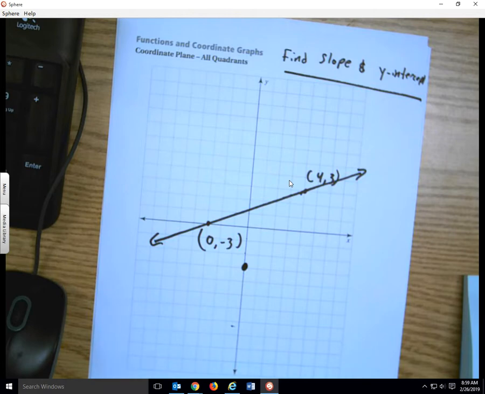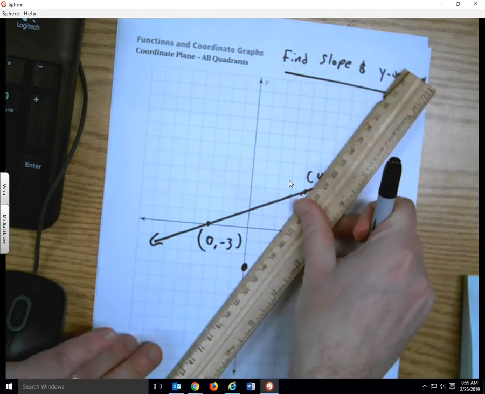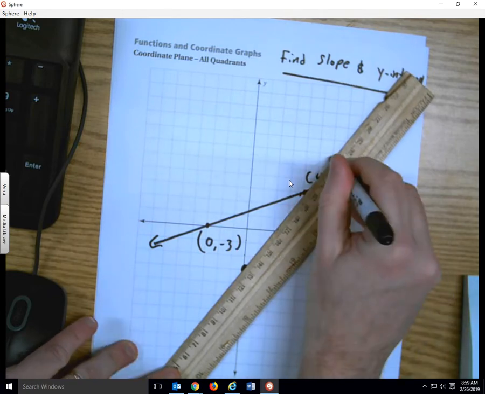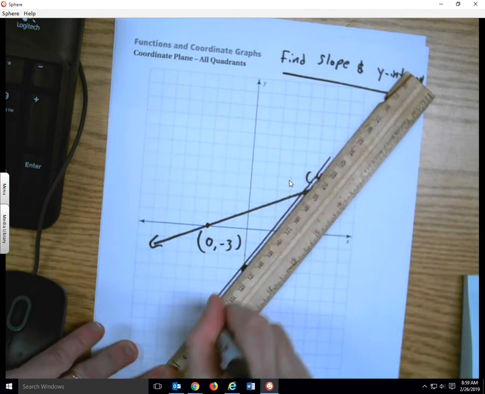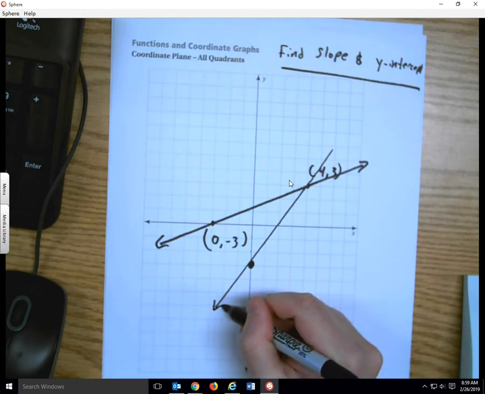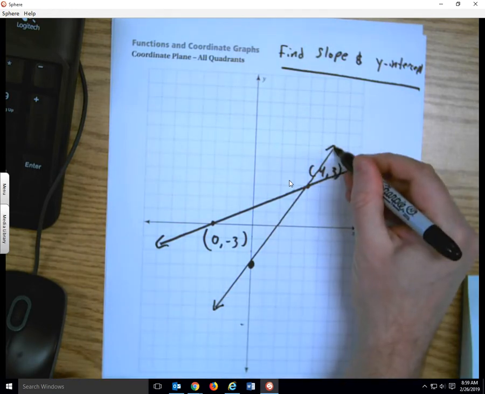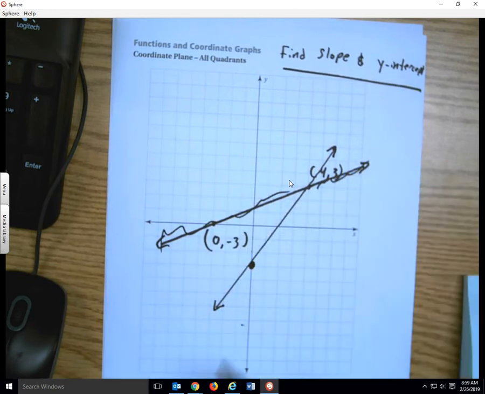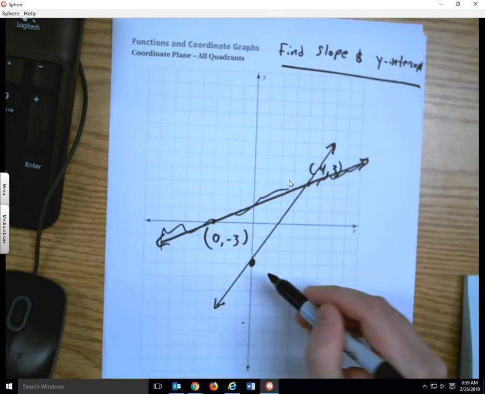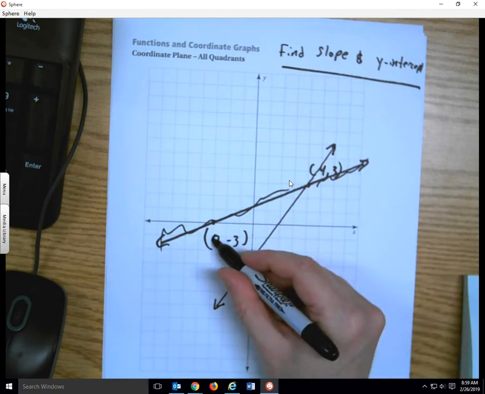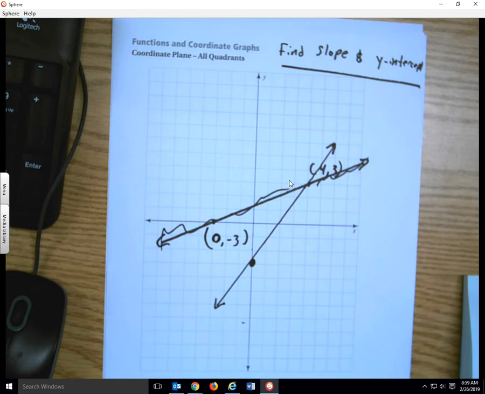Sorry, correction. There we go. There. So if x is 0 and y is -3, if you could choose any point, it's smart to choose x being 0 as one of your points.